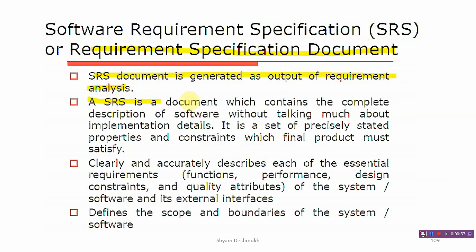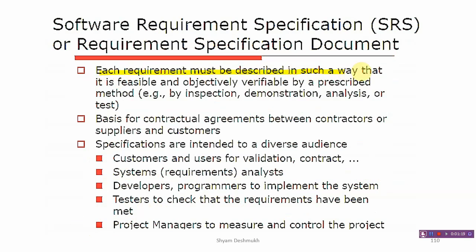An SRS is a document which contains the complete description of software without talking much about the implementation details. It is a set of precisely stated properties and constraints which the final product must satisfy. It clearly and accurately describes each of the essential requirements like functions, performance, design constraints and the quality attributes of the system or software and its external interfaces. It also defines the scope and boundaries of the system or software. Each requirement must be described in such a way that it is feasible and objectively verifiable by a prescribed method.